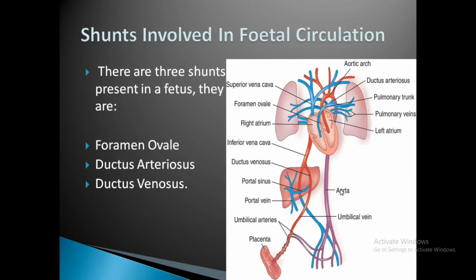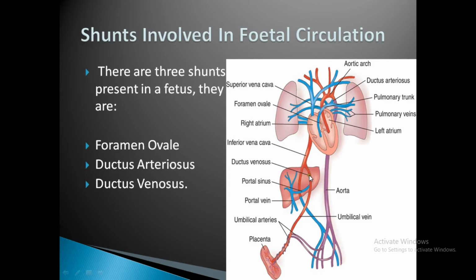Now, there are shunts involved in the fetal circulation. There are three shunts present in the fetus: the foramen ovale, the ductus arteriosus, and the ductus venosus. If you look at the picture, this is the placenta, this is the umbilical vein, and here is the foramen ovale. Then we have another shunt called the ductus arteriosus.